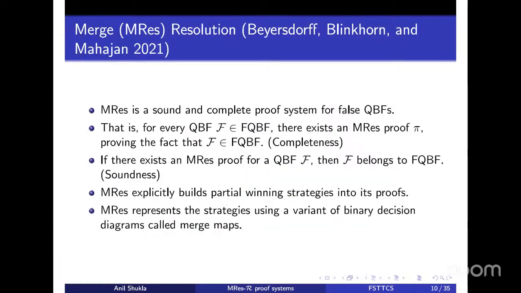So MRes is a proof system for QBF. It is a sound and complete proof system. Completeness is very important for a proof system. It means that if you have a false QBF, then you must have a proof, maybe an MRes proof, of the fact that F is false. This is called completeness. And soundness is also very important. If you have a proof for a QBF in merged resolution, then that QBF must be false. And one more thing is that it should be polynomial-time verifiable. You should not just give a proof. It should be a proof such that another algorithm can verify that this is a correct proof. So merged resolution has all these properties.